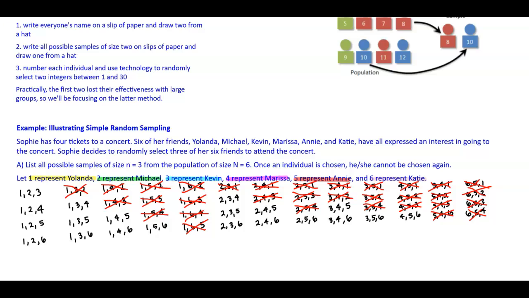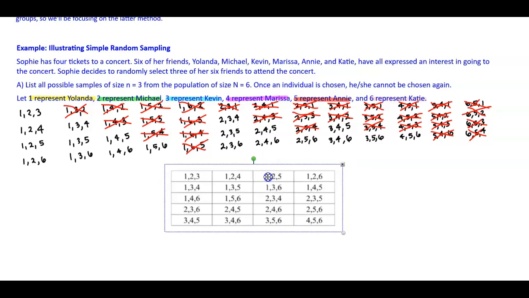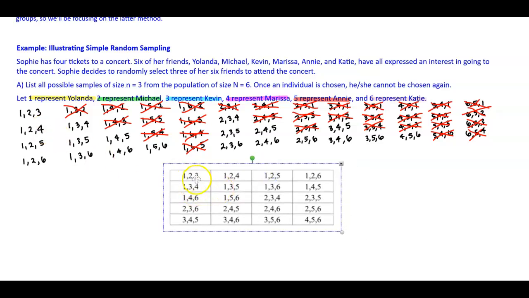Okay, so that means we got our summary. So we're going to list all these values in the table. So we have 1, 2, 3, 1, 2, 4, 1, 2, 5, 1, 2, 6, 1, 3, 4, 1, 3, 5, 1, 3, 6, 1, 4, 5, 1, 4, 6, 1, 5, 6, 2, 3, 4, 2, 3, 5, 2, 3, 6, 2, 4, 5, 2, 4, 6, 2, 5, 6, 3, 4, 5, 3, 4, 6, 3, 5, 6, and 4, 5, 6. So these are all the possible samples of size n equal to 3 of this particular population.